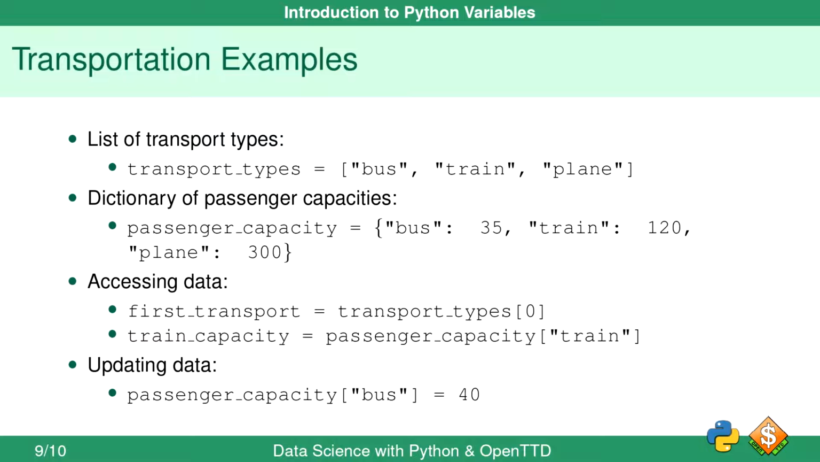We can update data by assigning a new value to a key. For example, passenger capacity with bus in square brackets equals 40.